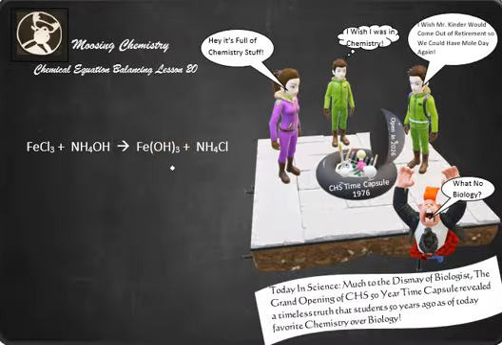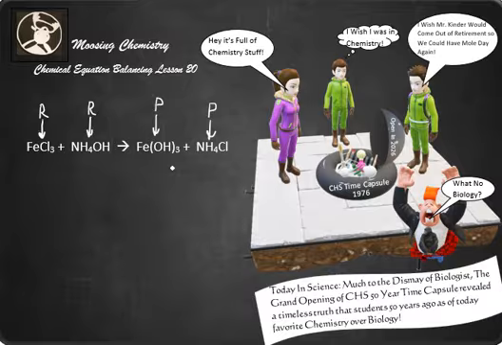Okay, let's look at our compounds first. We have iron chloride, and that's a reactant because it's on the left side of the equation. We have ammonium hydroxide. That is also a reactant because it's on the left side of the equation. On our product side of the equation, we have iron hydroxide, so that's a product there. And we have ammonium chloride right here, and that's also a product. So far, that's easy, right? You guys can do that.